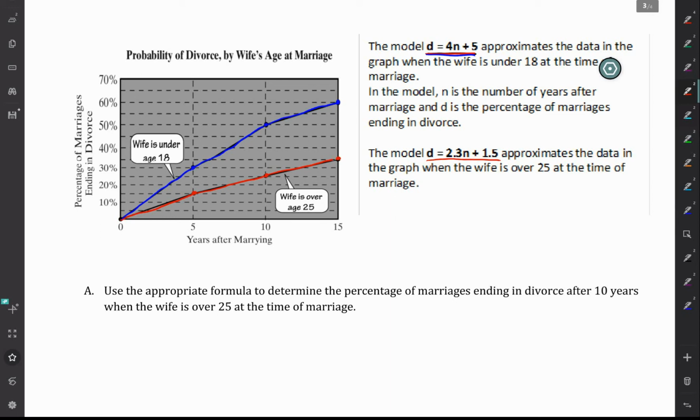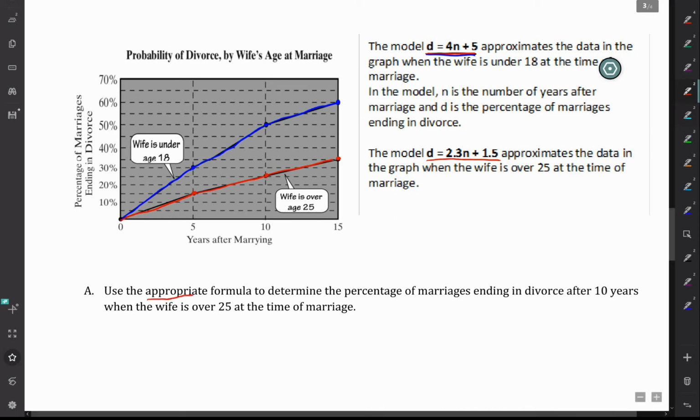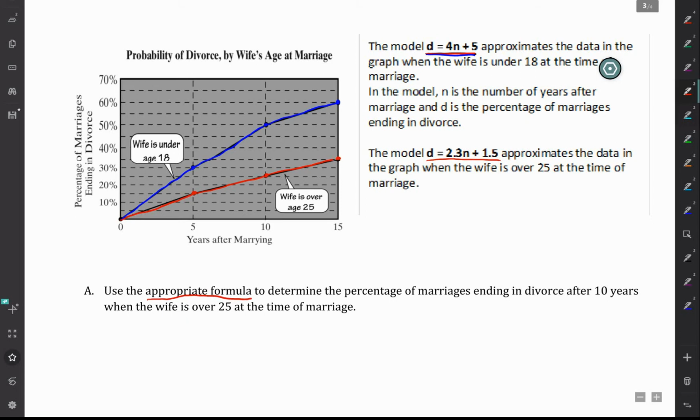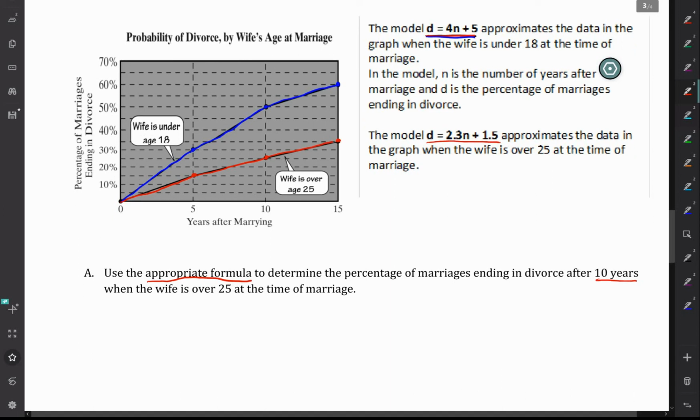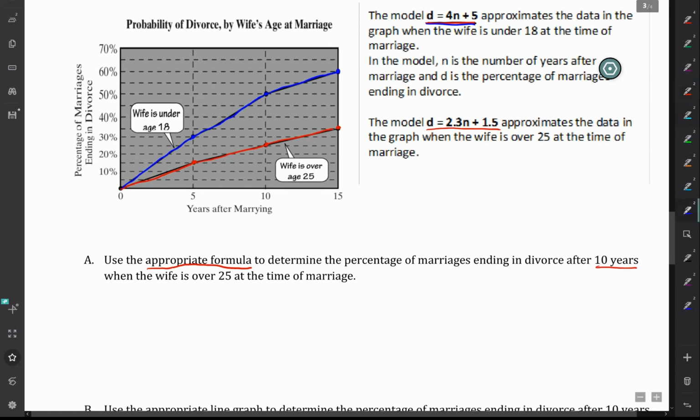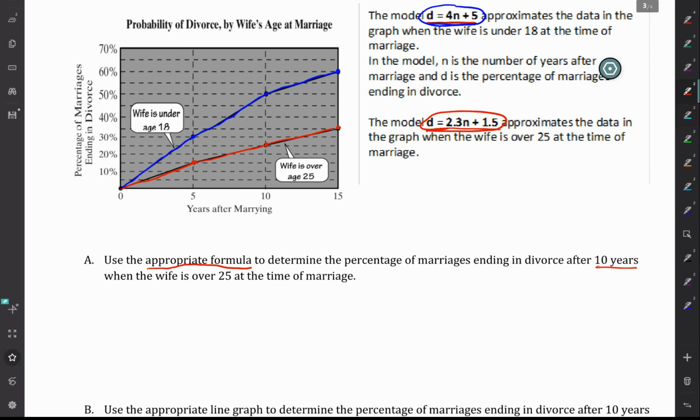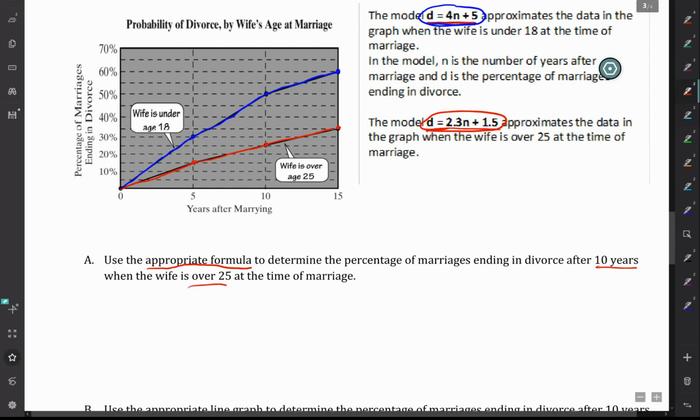So it says use the appropriate formula to determine the percentage of marriages ending in divorce after 10 years when the wife is over 25 at the time of the marriage. So the important information here is that we're looking for a formula, which means that we need to decide between the blue formula and the red formula. And because this is asking for the divorce rate 10 years after the marriage, if the wife is over 25 at the time of marriage, we want to use the red formula.